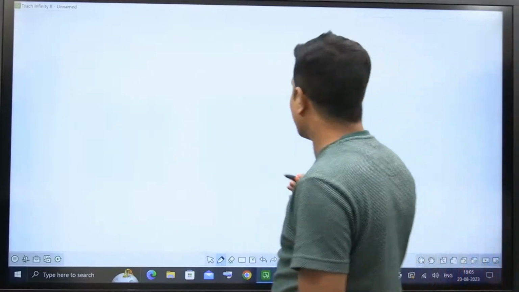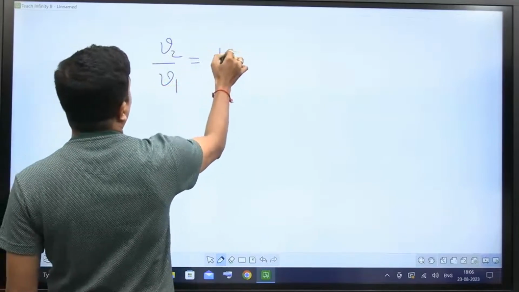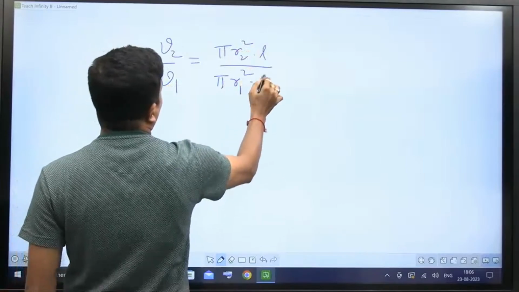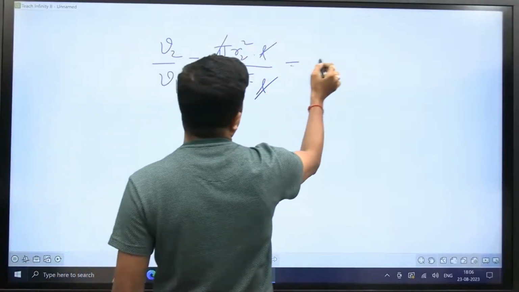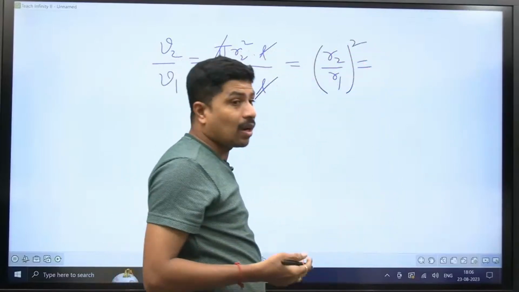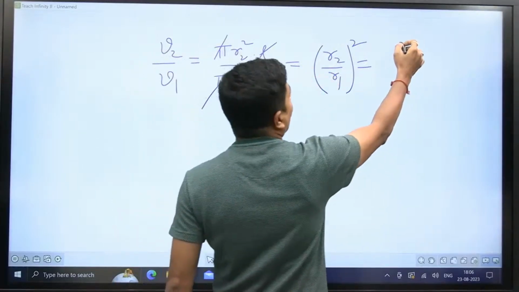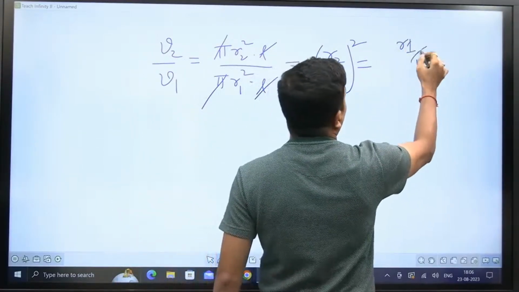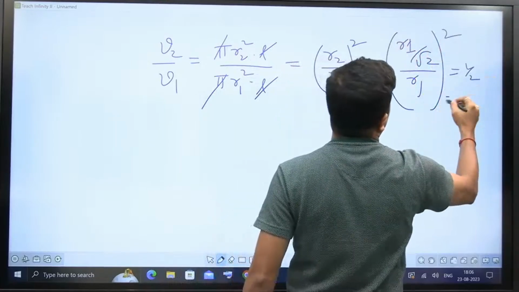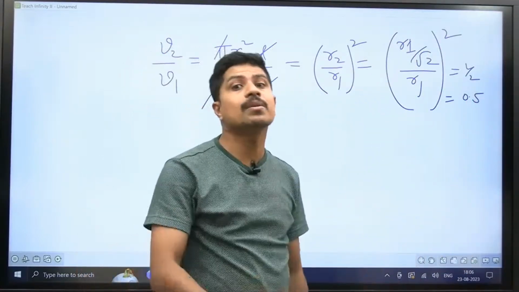Let me take the ratio of volumes. Volume 2 by volume 1 is equal to pi R2 square into L by pi R1 square into L. L gone, pi gone, so it is R2 by R1 whole square. Here R1 and R2 are radii. R2 is R1 by root 2, so R1 by root 2 by R1 whole square is equal to 1 by 2, which is 0.5. Therefore, percentage saving in the copper is 50%.